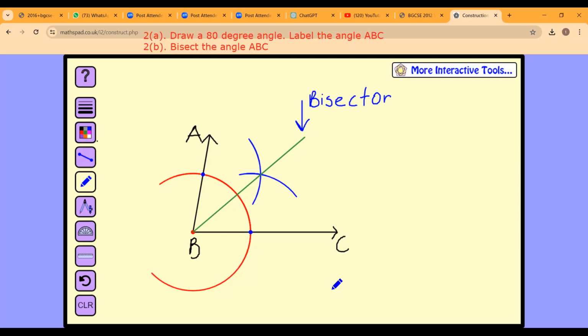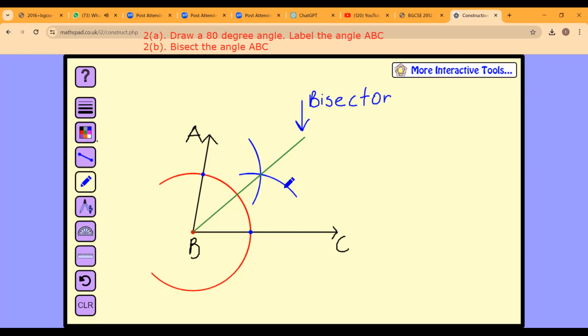So you're saying that we're going to draw the first arc, which cuts the two rays, right? And then which one do we do first? This one first. Okay. So we come to where the first arc intersects the ray BC, and from there we draw another arc. Very good. And so the arc is going to cut this way. And then what else do we do?